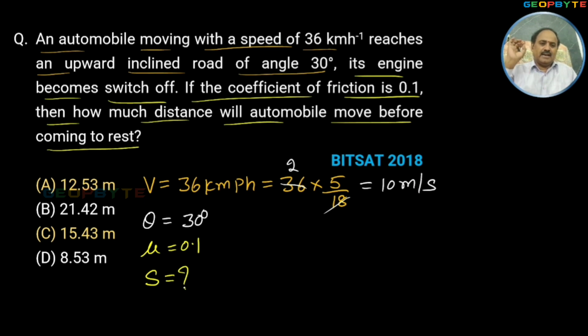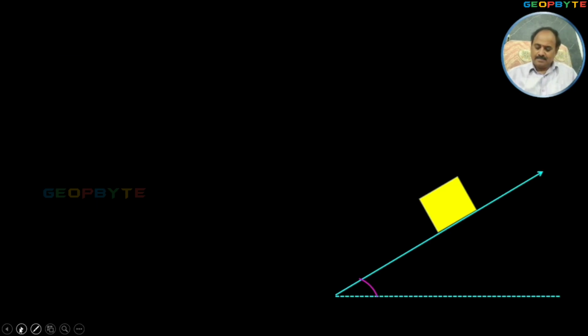Understood clearly? An automobile vehicle is moving on the inclined road, right? And the engine is switched off. After the engine is switched off, up to what distance can the automobile vehicle move? Okay, that is the question. For that, let us take the automobile vehicle on the inclined road. Here, the angle of the inclined road is given as 30 degrees.